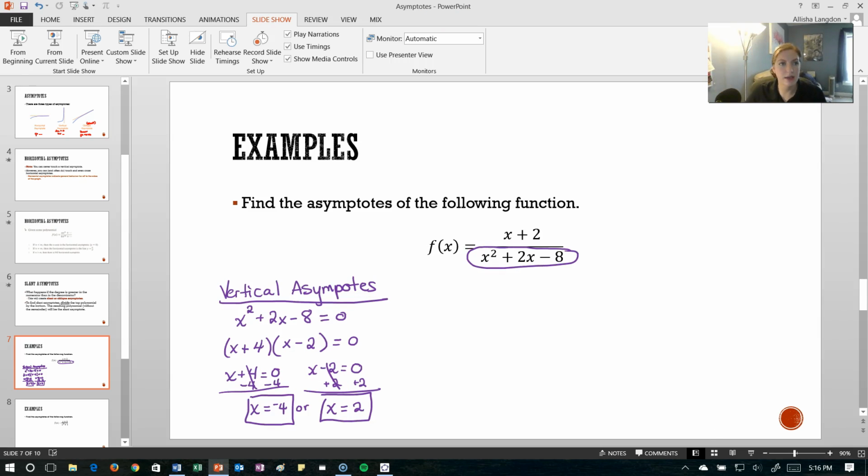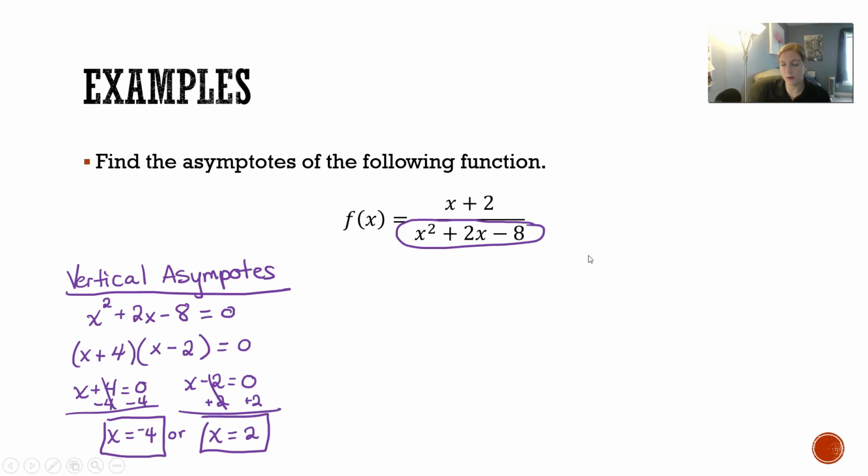Our leading asymptotes, look at the variable. It looks like the leading exponent on top is 1 and the leading exponent on bottom is 2. Since the top, 1, is smaller than 2, right, our exponents, since the top is smaller than the bottom, there is a horizontal asymptote.